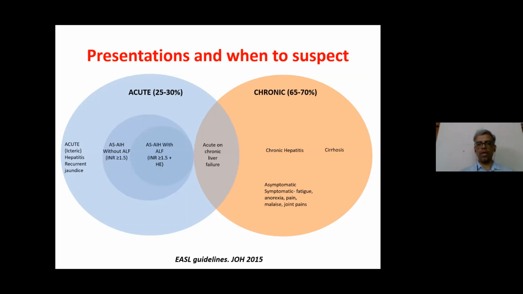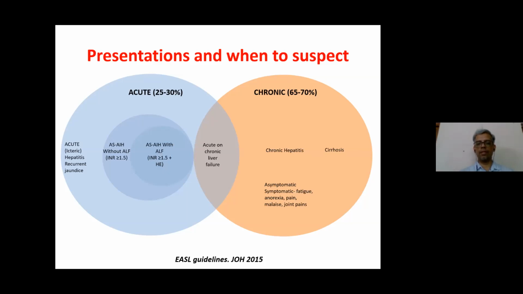So, when do we suspect autoimmune hepatitis as a possible etiology in a patient? Autoimmune hepatitis can have a varied presentation. Patients may present with acute symptoms, a typical mimic of an acute viral hepatitis. The history may be of recurrent jaundice.